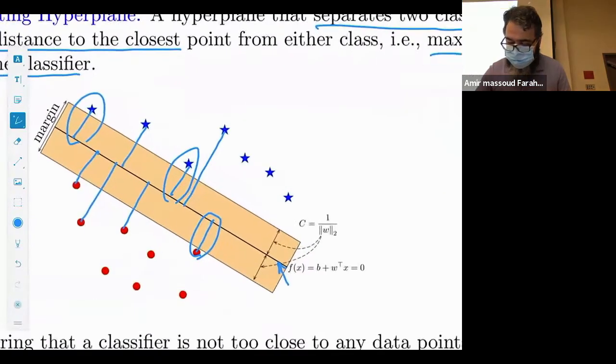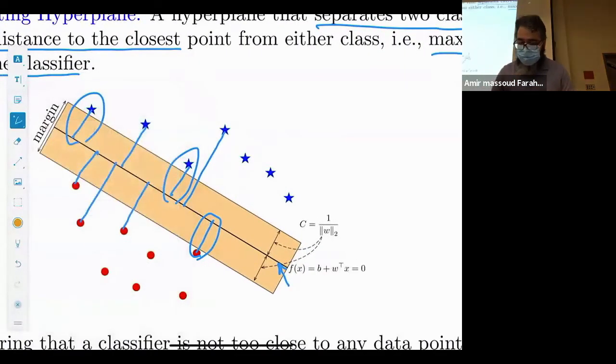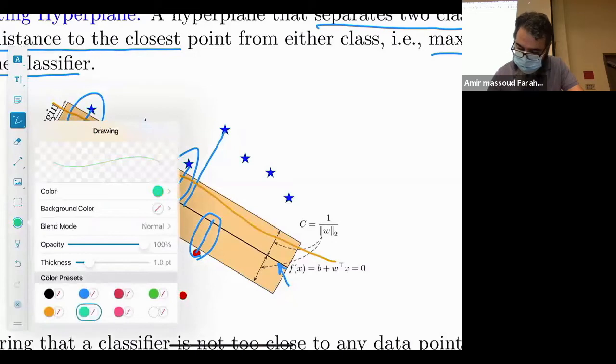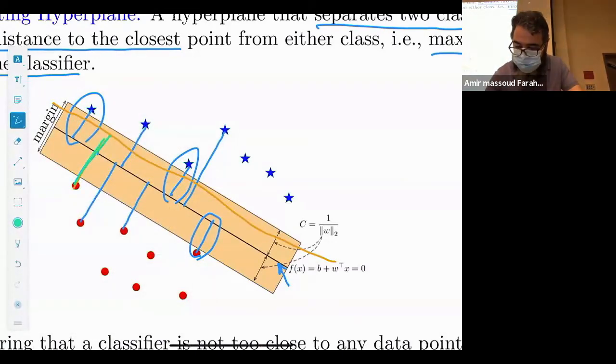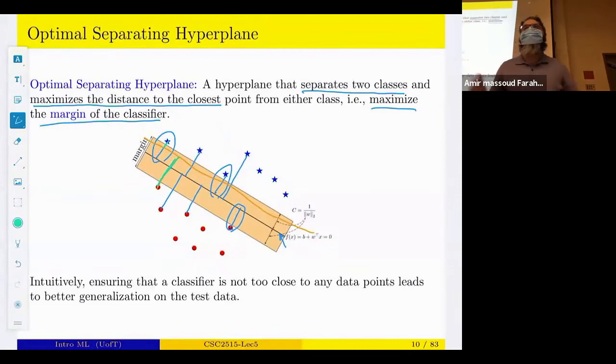So for example, if I selected different lines, so for example, if I had a line that was like this, okay, I guess that was a bad choice of color given the background is orange. But here you see that the distance of this distance would be large, but this distance would be small. So that's not a hyperplane that maximizes the minimum distance to either of the classes. So this is the idea of optimal separating hyperplane, optimal in the sense that it maximizes the minimum distance.